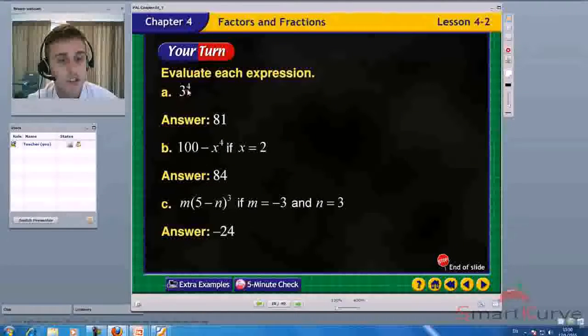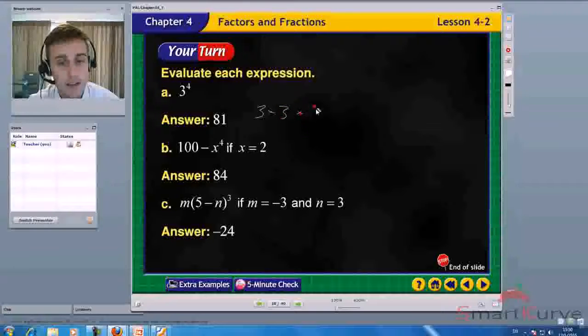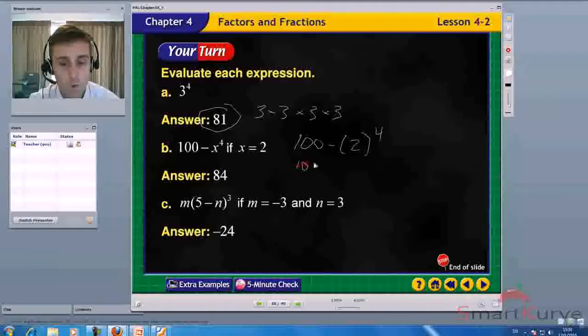Evaluate each expression. 3 to the 4th, 3 times 3 times 3 times 3. You see that there's a 4 right here, so you know it's multiplied by itself 4 times. 81. 100 minus x to the 4th if x equals 2. 100 minus 2 to the 4th. 100 minus 2 times 2 times 2 times 2. Answer is 84.